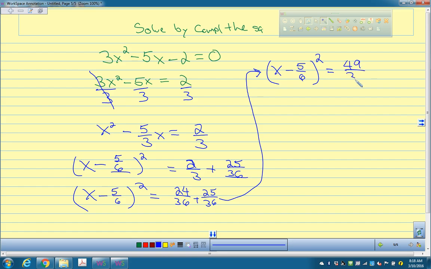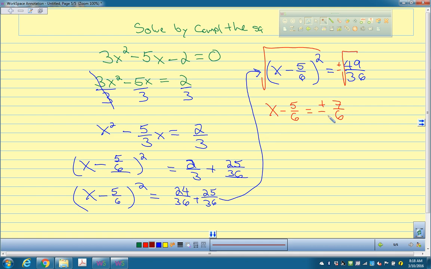49 over 36. Square root both sides, okay? Square root this side, I get plus or minus the square root of 49/36. So that gives me x minus 5/6. What's the square root of 49? 7. What's the square root of 36? 6. You guys still with me? Lots of steps. Now what?